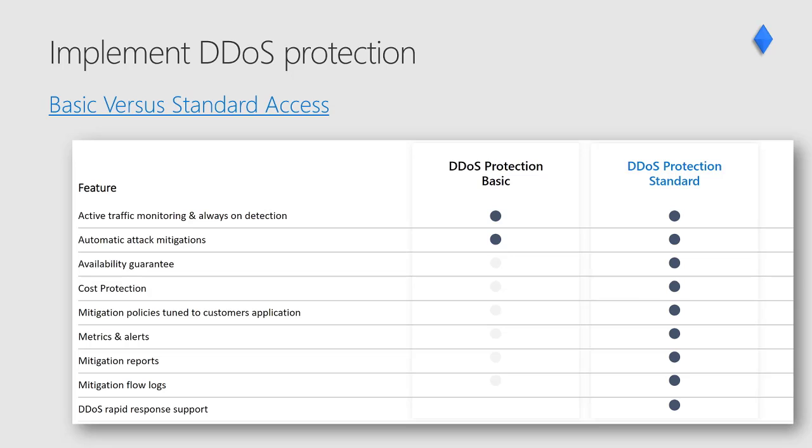DDoS Protection Standard monitors actual traffic utilization and constantly compares it against the thresholds defined in the DDoS policy. When the traffic threshold is exceeded, DDoS mitigation is initiated automatically. When traffic returns below the thresholds, the mitigation is stopped. Make sure you understand what else you get with the standard protection versus the basic level of protection.